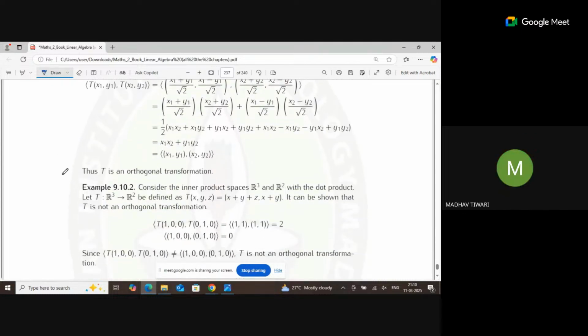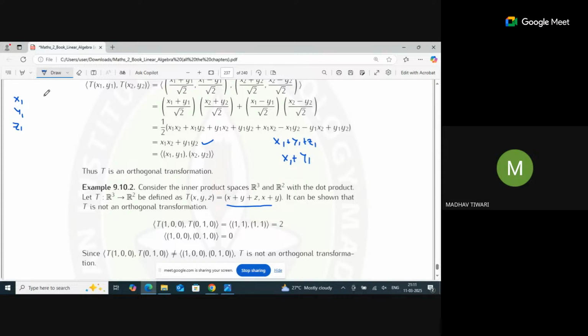Next, it is given a map from R3 to R2 with the dot product, and the transformation is given like this. We have to show that it is not orthogonal. Simply, you can take some random vectors and try to figure out, or you can take the general case and try. If it is not coming out equal, then you can directly conclude. Suppose I take a vector (x1, y1, z1). If I find its transformation, it will look like x1 plus y1 plus z1, and below it, x1 plus y1.